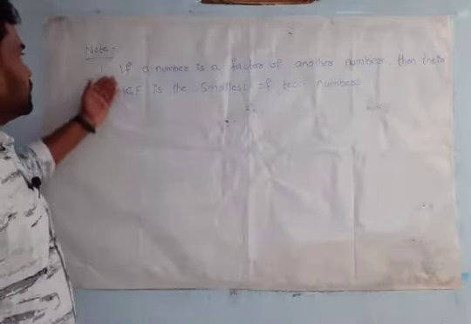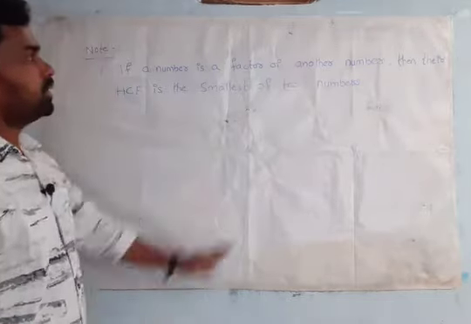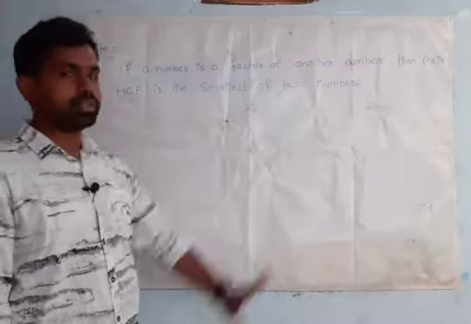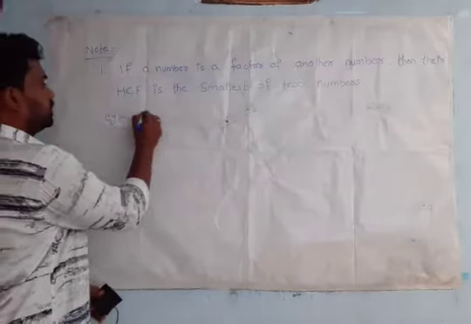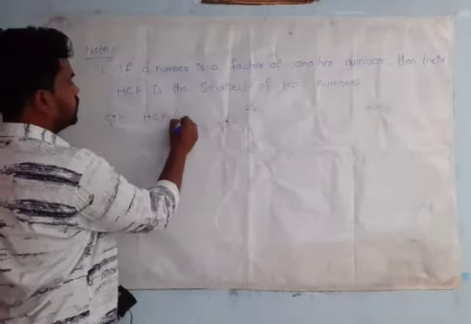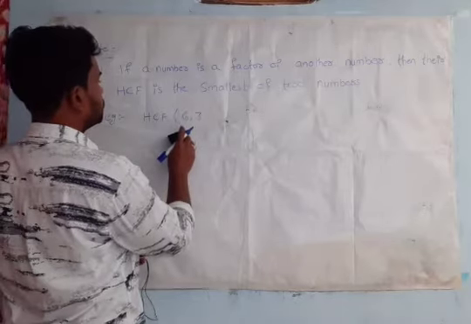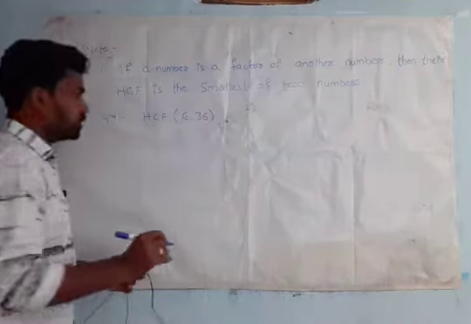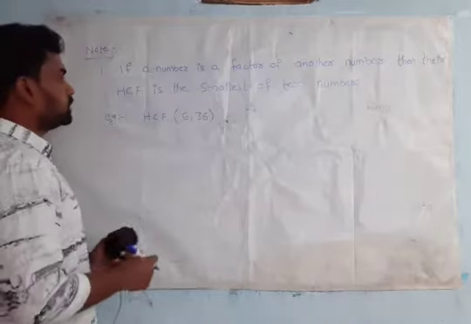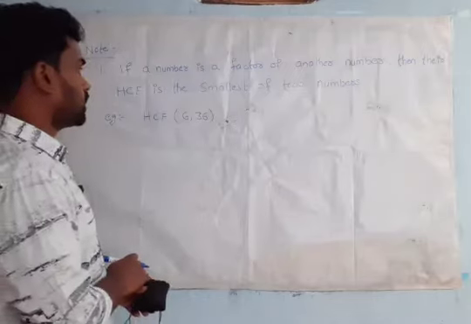Look here. Once again, I am reading the definition. If a number is a factor of another number, then their HCF is the smallest of the two numbers. For example, now 6 comma 36 is the question. We have to find the HCF for 6 comma 36.